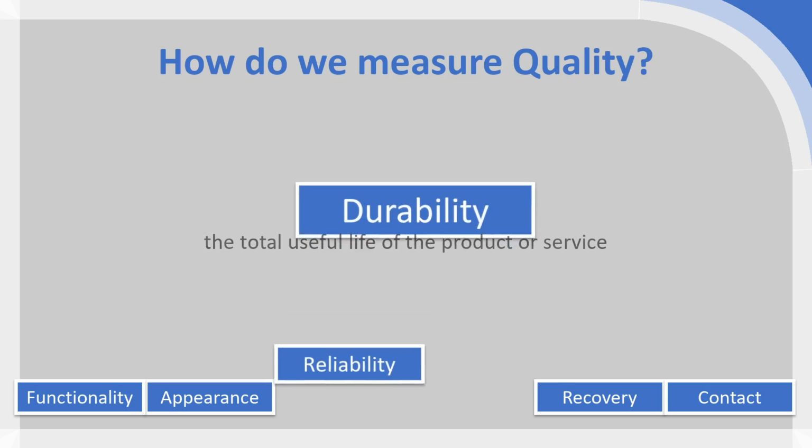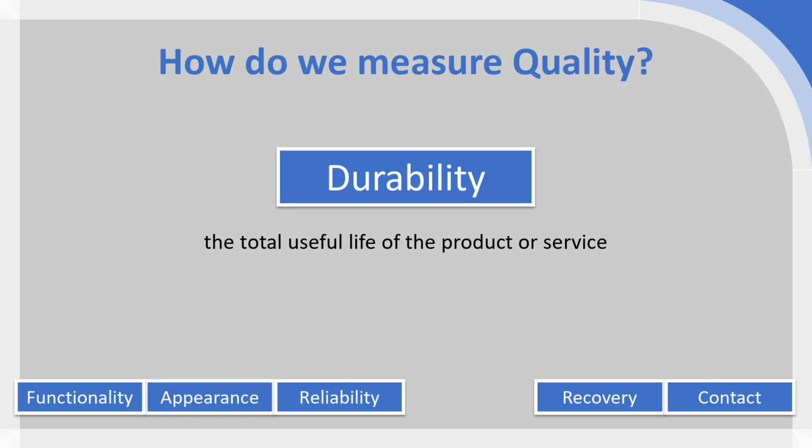Durability, on the other hand, is looking at the total useful life of the product or service itself. So a product is durable if it has a significantly long useful life, even if there is a degree of variance in performance, and a product is not durable if it has a significantly short total useful life. So here we're not so interested in the actual performance of the product or service, but rather the total lifespan of the product or service itself.